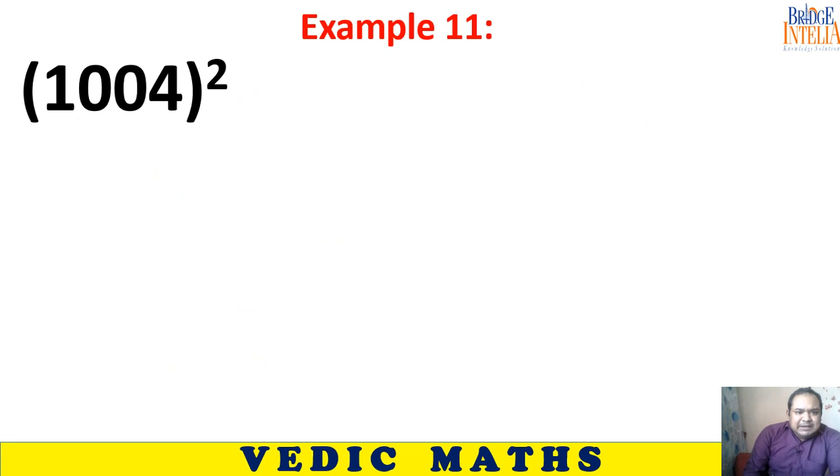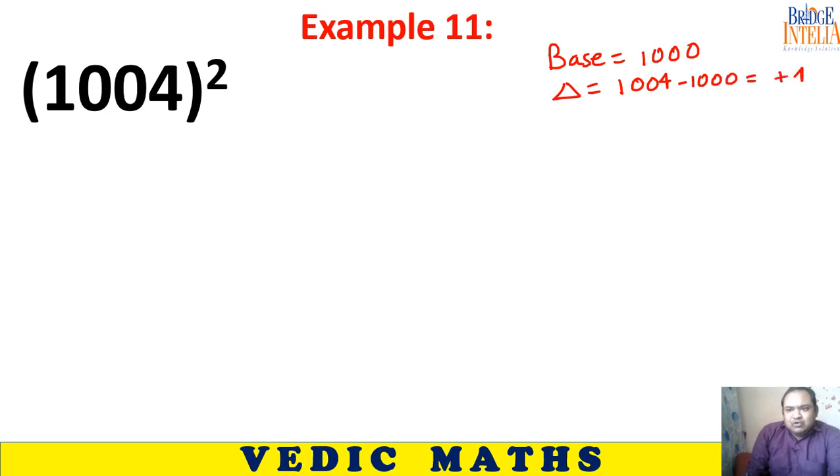Let's take this example, 1004 whole square. How we can solve this? Here the base is 1000. Deviation from the given number, you have to subtract base. So 1004 minus 1000. So deviation is plus 4. Deviation square is 4 square, that is equal to 16.